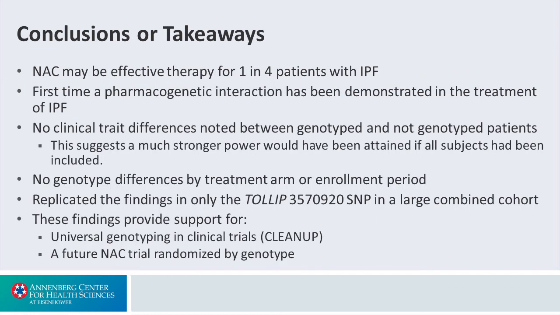So what were our conclusions or takeaways? The NAC may be effective in 1 out of 4 patients. And this would be the first pharmacogenetic interaction ever demonstrated in IPF. No real clinical traits were noted to be different between the group that was genotyped and not genotyped. And there were certainly no genotype differences by treatment arm or enrollment period. And that we were able to replicate these findings really becomes supportive of trying to look at a future trial.